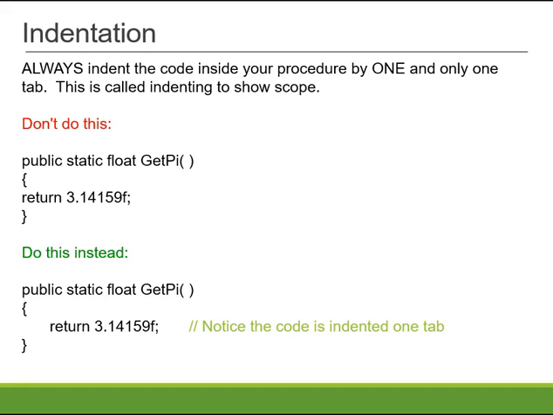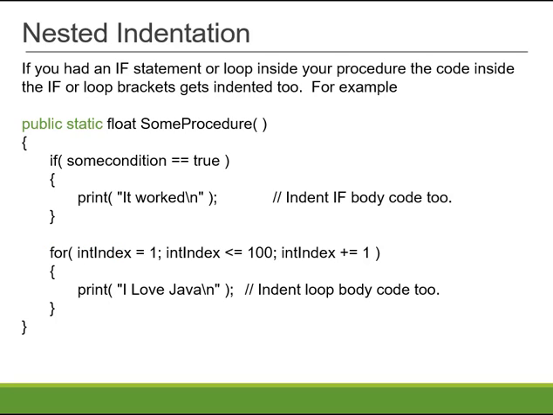I cannot stress this enough. You must indent your code. Always indent your code in your method by one and only one tab. This shows scope. Refer to the incorrect example at the top of the screen and the correct example at the bottom of the screen. When you have an if statement or a loop inside a method, be sure to indent the code inside this logic. See the example on the screen.